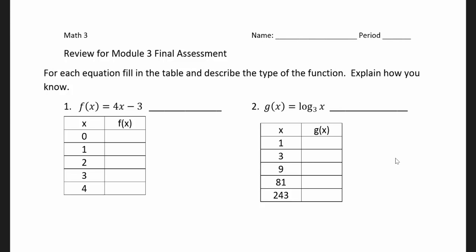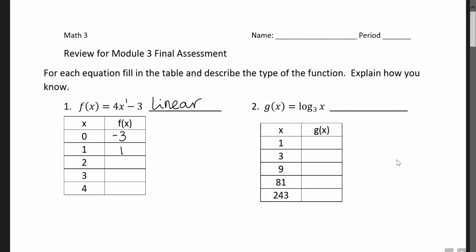So for 1 through 5, you need to determine what type of function they are, and then you need to complete the table. I'm not going to worry about explaining how you know writtenly. I will tell you verbally how I know. First one is linear. I know this because there is a degree of 1, and degrees of 1 are linear functions. So to complete my table, my zero term will be -3, my y-intercept. And I'm going to add 4 each time because that is my slope.